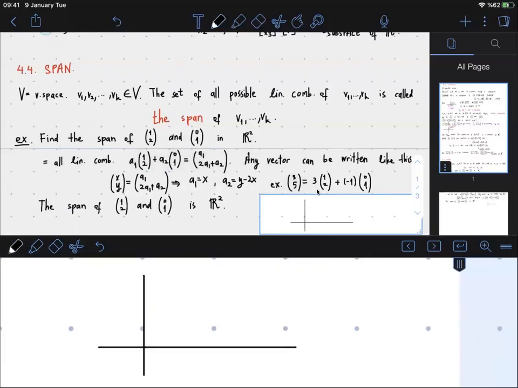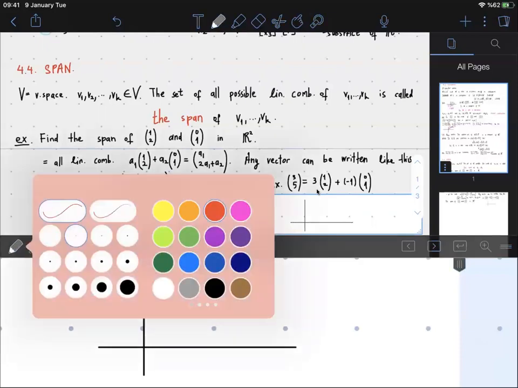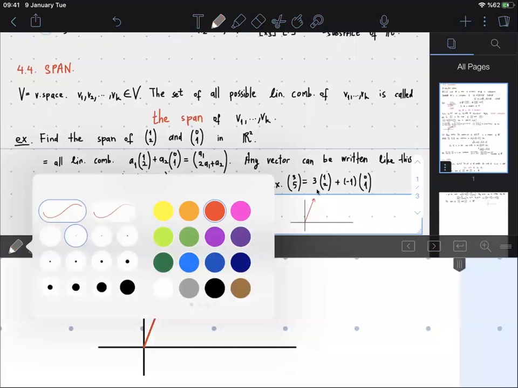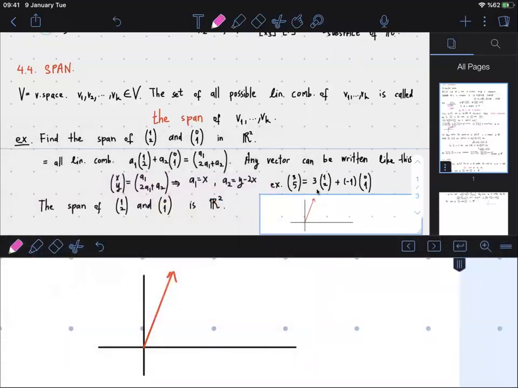Okay, so I said 3, 5, right? So what is this 3, 5 vector? The 3, 5 vector is something like this, right? So what is the 1, 2 vector? Which one is steeper, guys? 2, 1 is steeper, right? So 2, 1 is something like this.